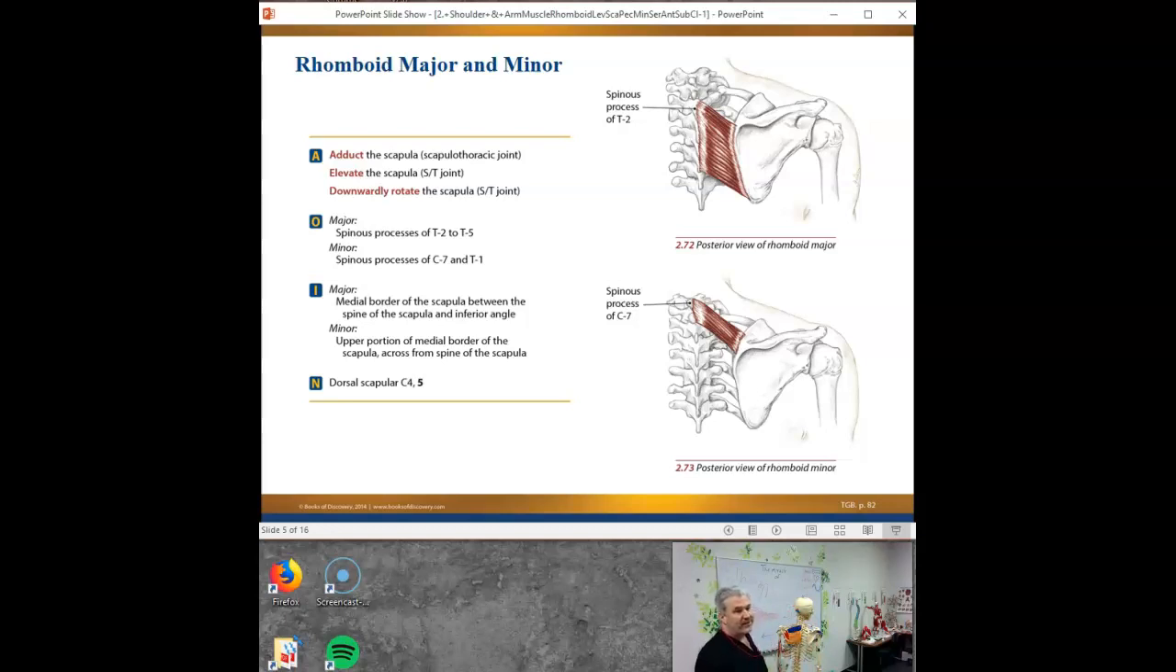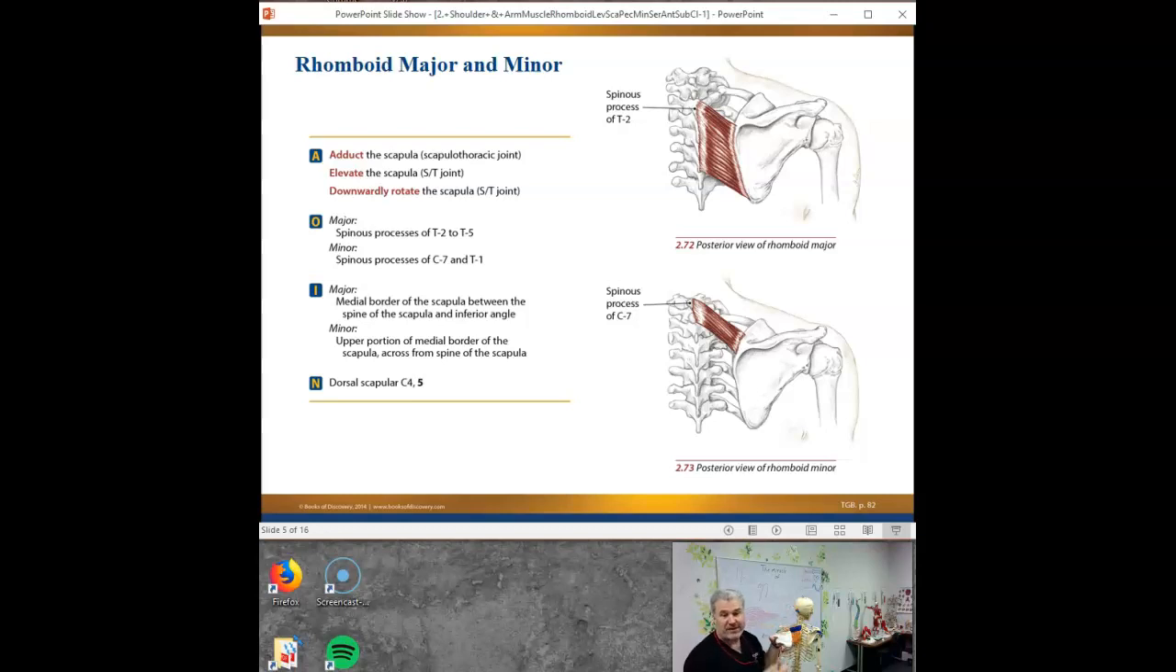This is beautiful. It says it inserts into the medial border, right? So it's talking about this edge here, and that's important. Inserts into the medial border. The major inserts into the medial border between the spine of the scapula and the inferior angle. They're describing this area. Here's the spine of the scapula at the medial border. Here's the inferior angle. That's where it inserts. I didn't tape it very well, but that's where it inserts. Does that make sense? They're telling you, look for the medial border, start down here, and stop up here, where the spine of the scapula meets the medial border.